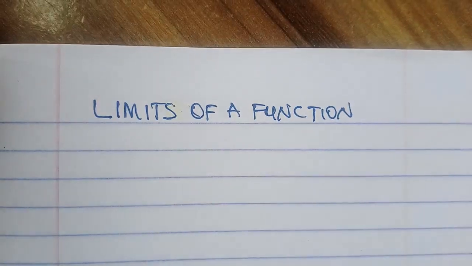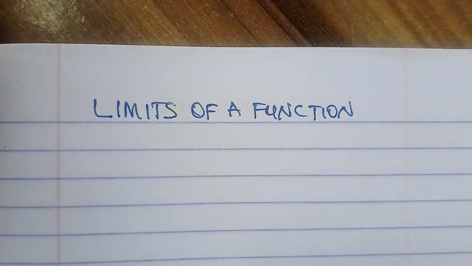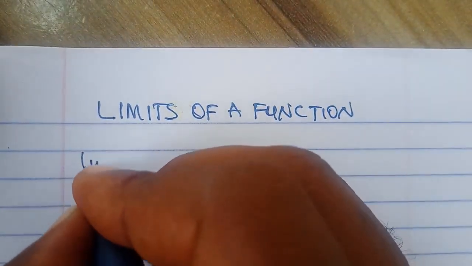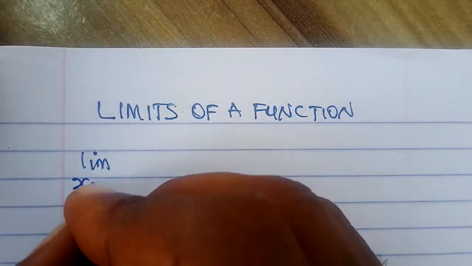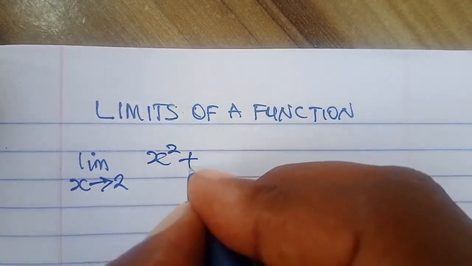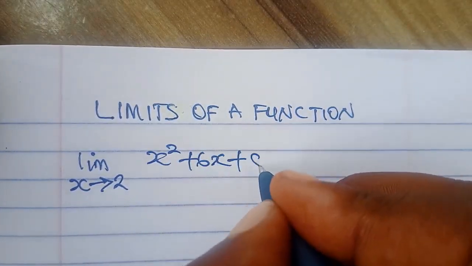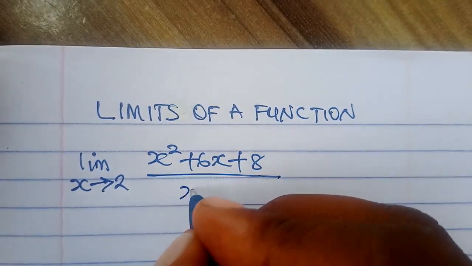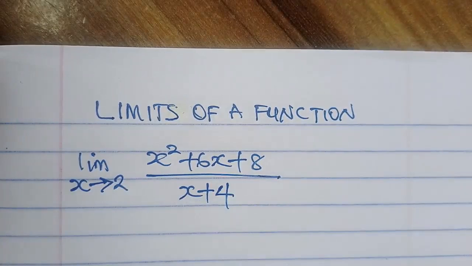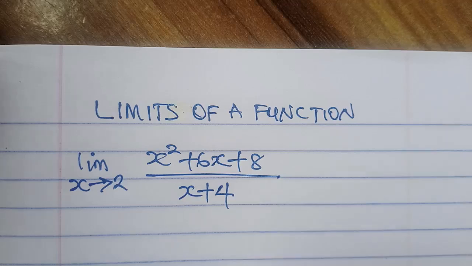In this video, we want to look at limits of a function. Let's begin, for example, to say if we have something like: find the limit as x approaches 2 of (x squared plus 6x plus 8) over (x plus 4). Now, one of the ways to do this is by applying direct substitution. And in this case, direct substitution will work.